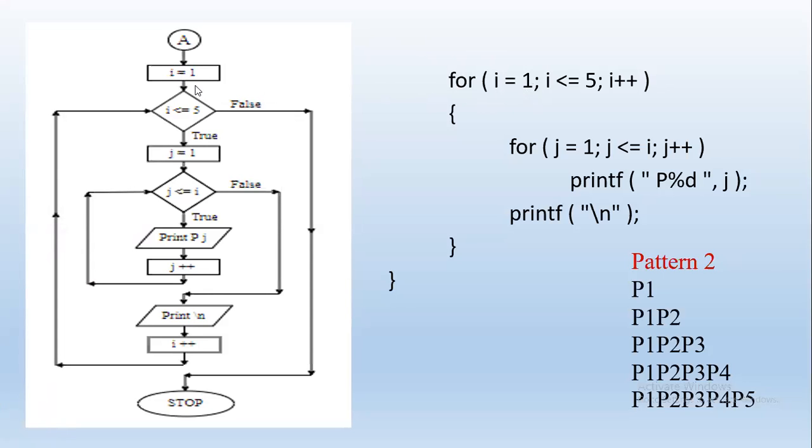So that is what we have, the initialization, and then the decision symbol is used for mentioning the condition I less than equal to 5. Now this will be executing the inner loop. So J starts from 1. Condition here is J less than equal to I, right?